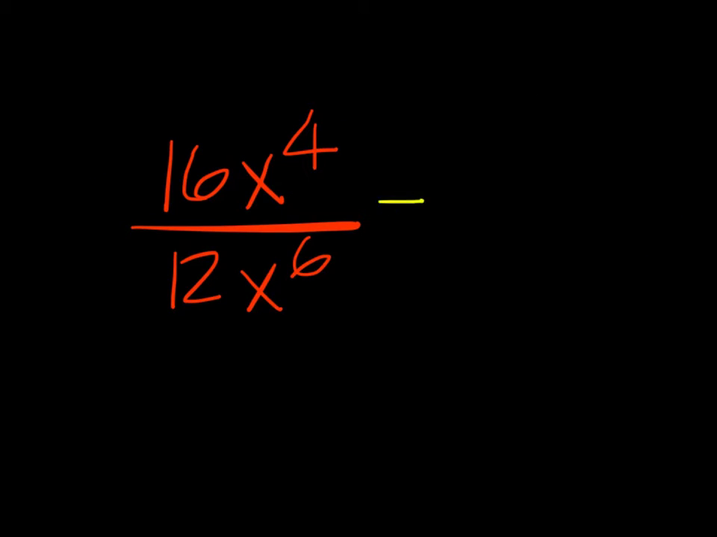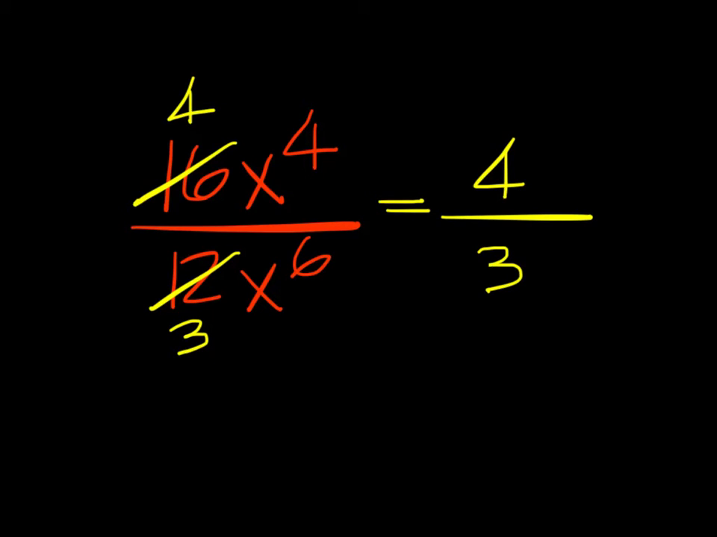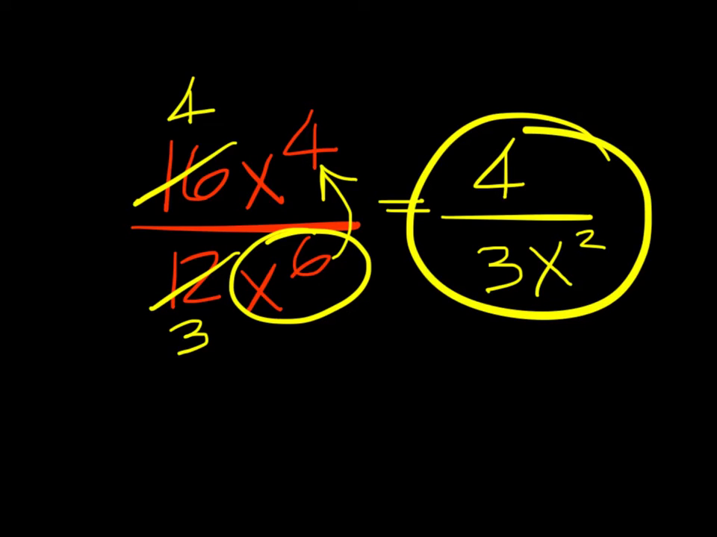Solution for the bonus problem. 4 goes into 12 and 16. Into 16 4 times, into 12 3 times. So you have at least a 4 over 3. And then the largest power of x is on the bottom. 6 minus 4 is 2. 4 over 3x squared.